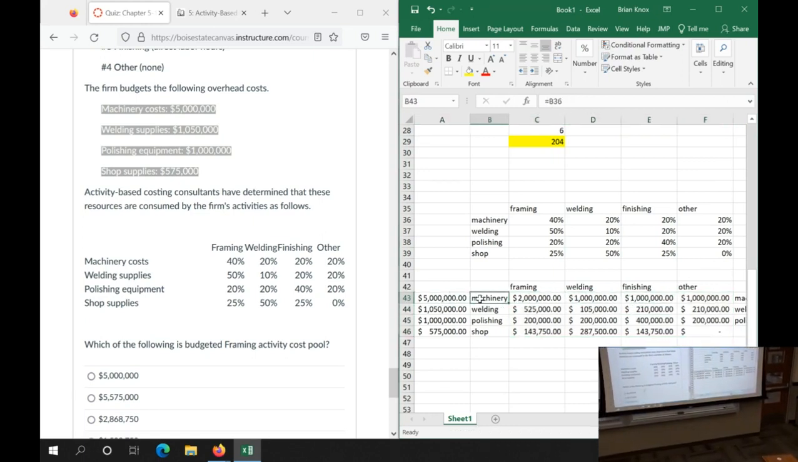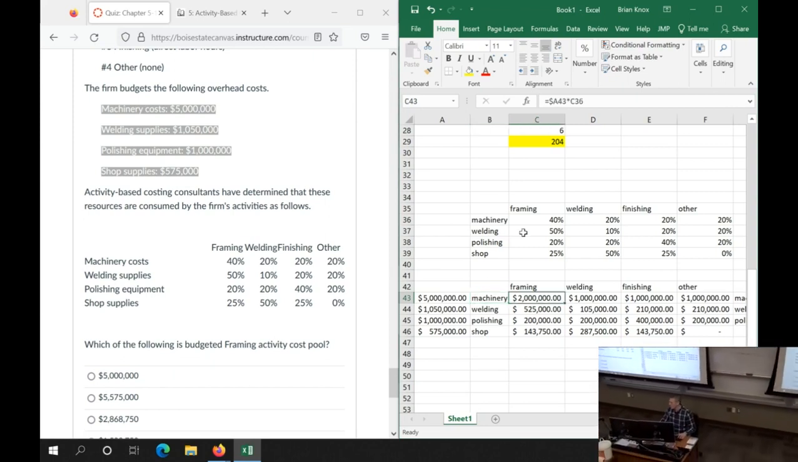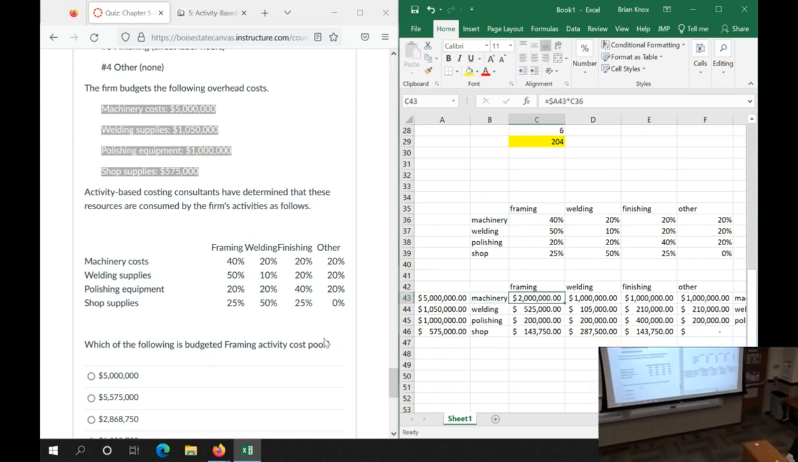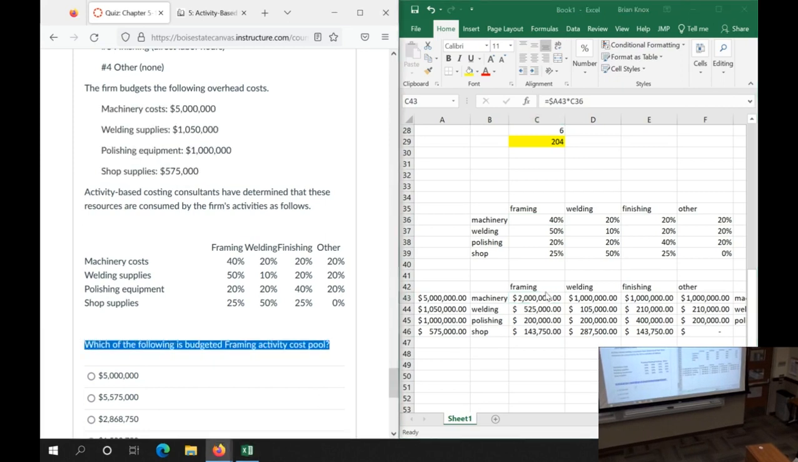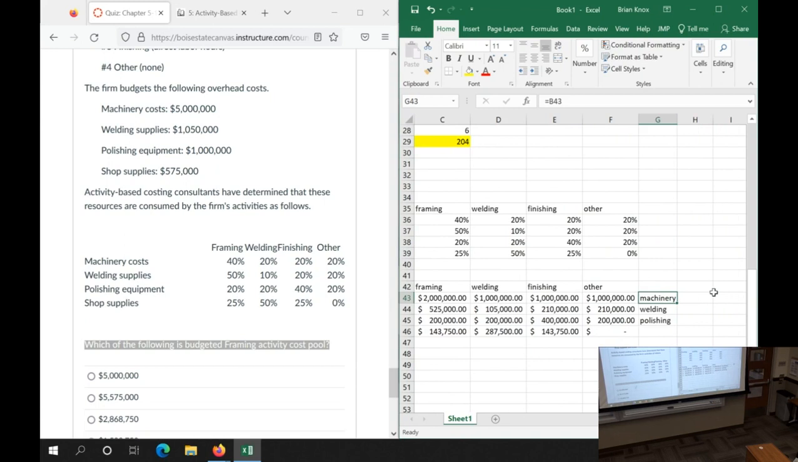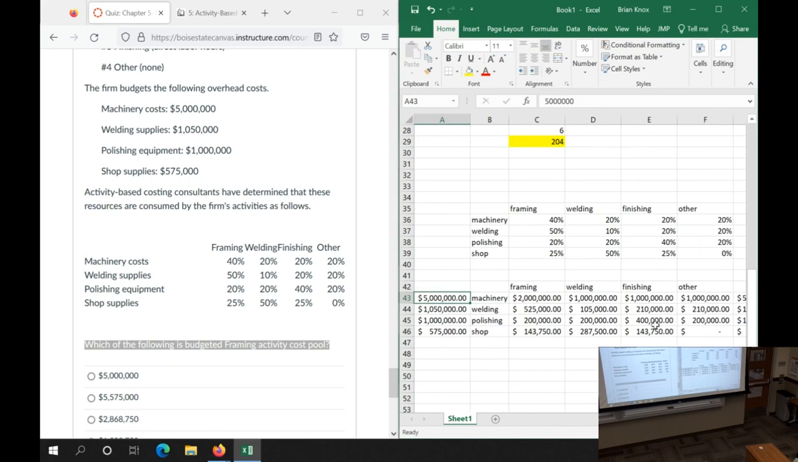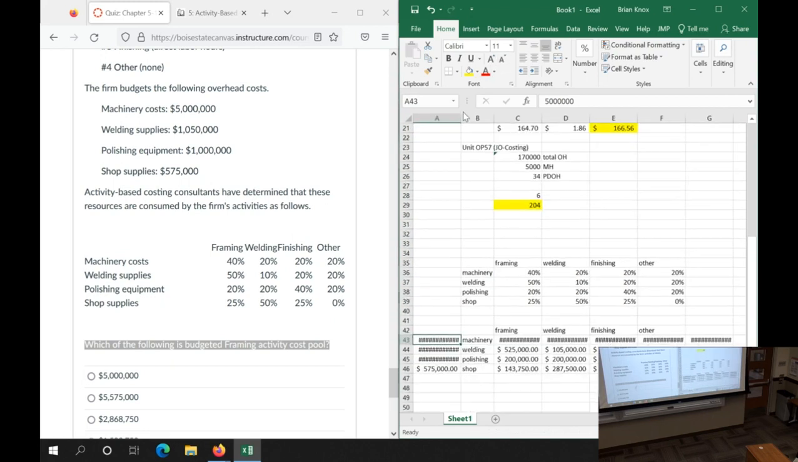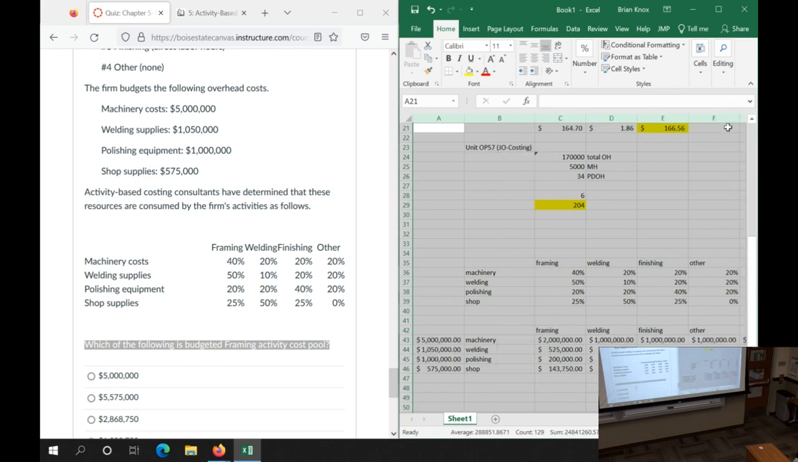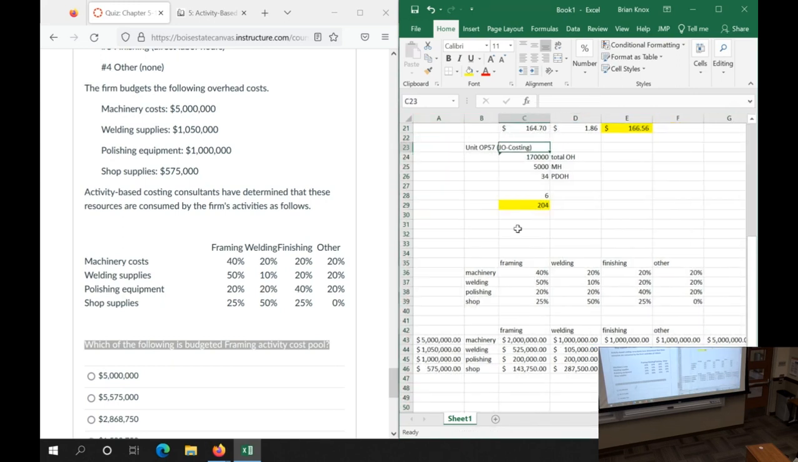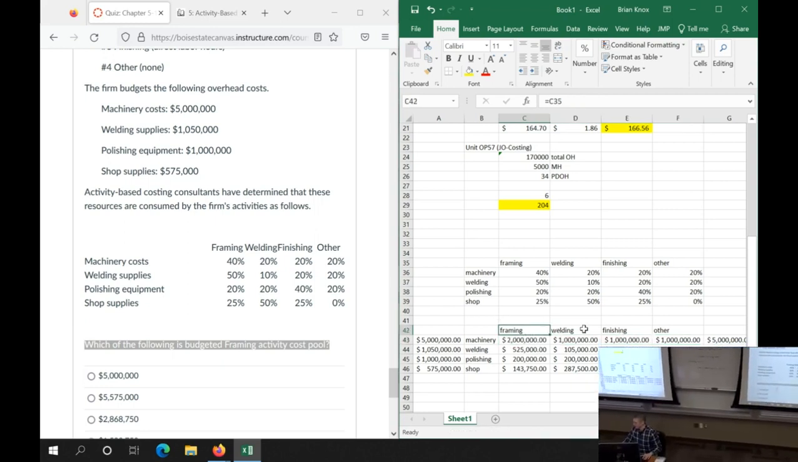So of this $5 million in the machinery GL category, 40% of it, or $2 million, is going to framing. In fact, I'm going to stop there because the question says framing activity cost pool. If we check, we got all $5 million. Don't worry, we got all the activity, all the overhead costs. Okay, 5 million, 5 million, 1.05 million, 1.05 million, 1 million, and 575,000. It matches. This is a sum of all these. We just allocated, we split them up over the different activities we have.